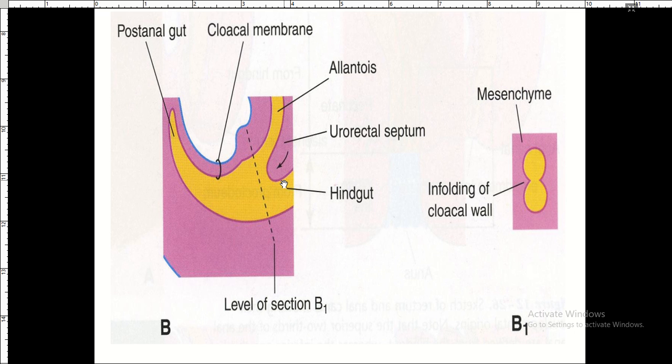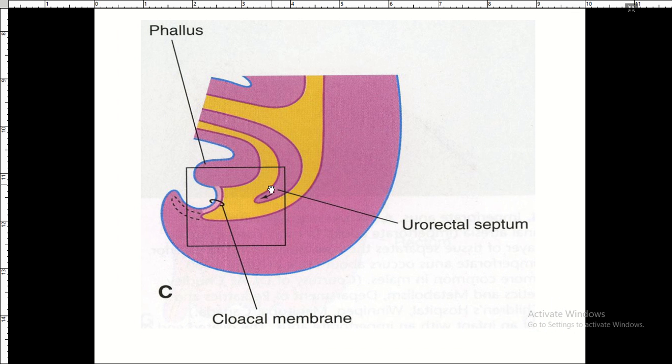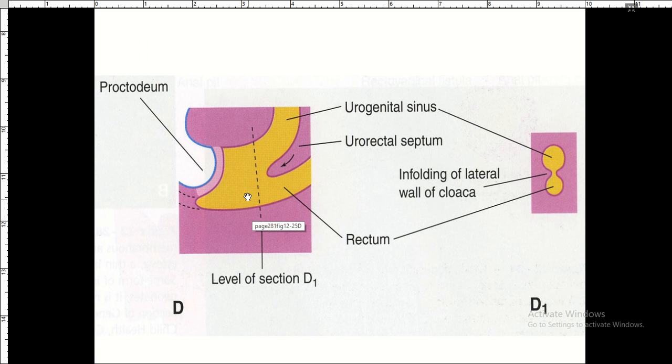But as the urorectal septum continues to develop, you can now see this is your cloacal membrane, and we are growing towards the cloacal membrane. We want to separate this portion and this portion. This portion has to be the rectum and the upper half of the anal canal. This has to be what we call the urogenital sinus, which is going to form your bladder, your urethra, your external genitalia, and so forth.